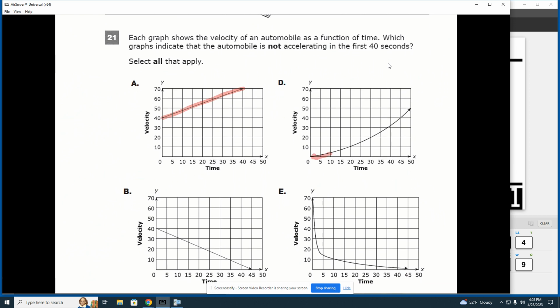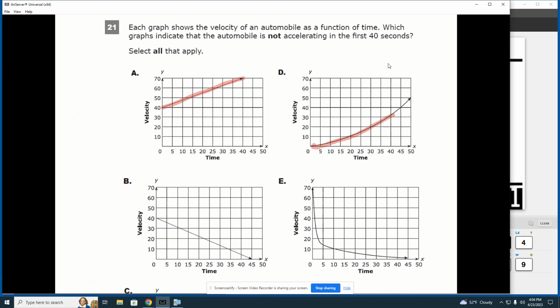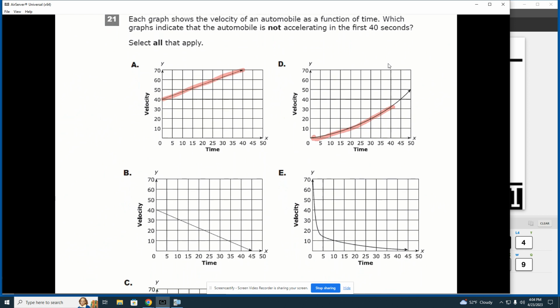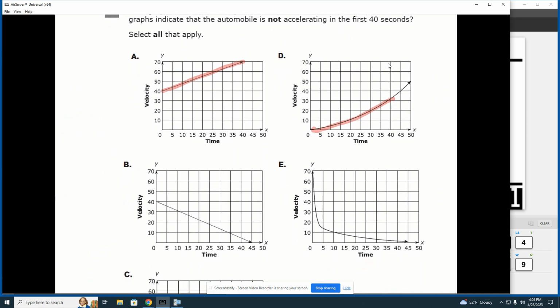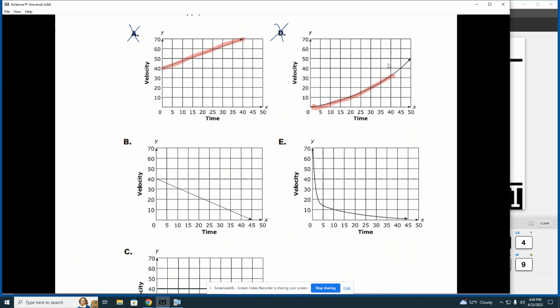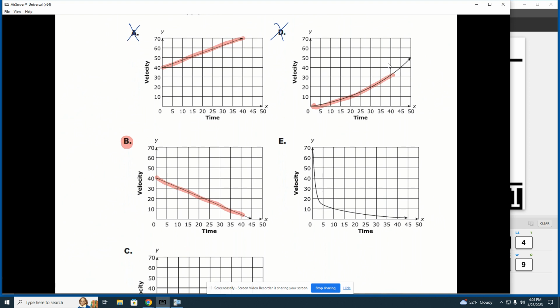Look at this first 40 seconds. Is it going up? Yes, it's accelerating. I'm picking the ones that are not accelerating. So A and D are out. Okay, let's look at the rest of them. Look at B. Is this one accelerating over the first 40 seconds? No, it's decelerating. It's not accelerating. So B is the correct answer. What about this one? Is it accelerating over the first 40 seconds? Definitely not. It's going down as well. So this one's not accelerating.